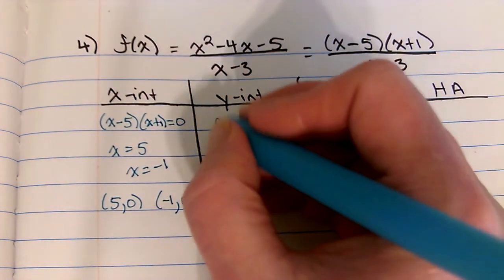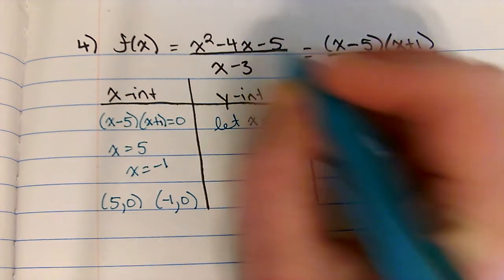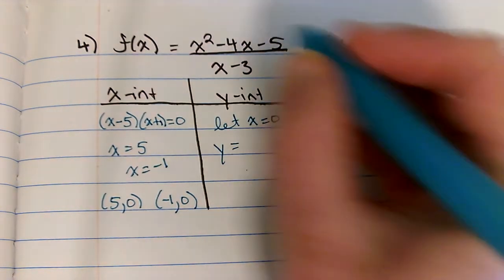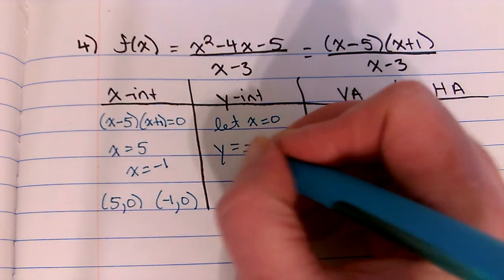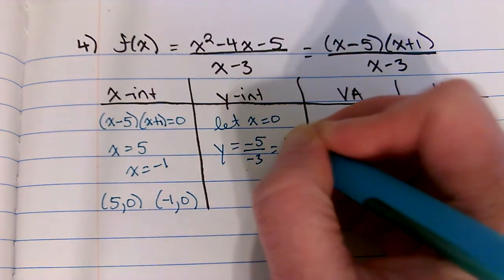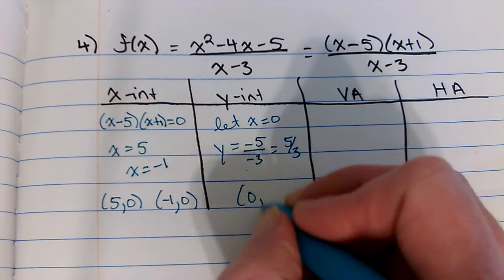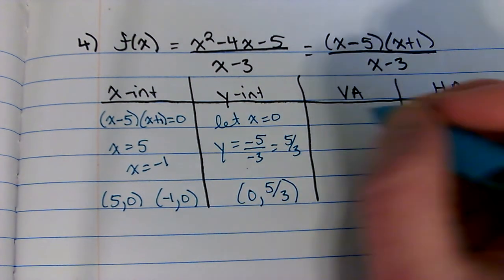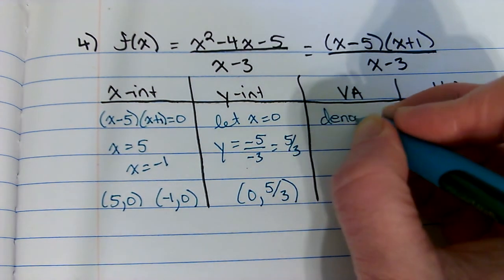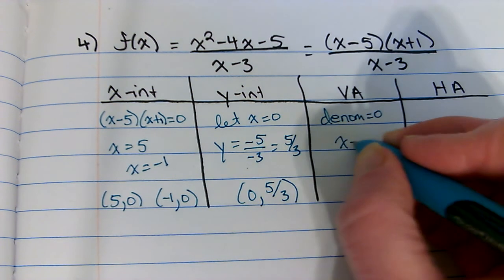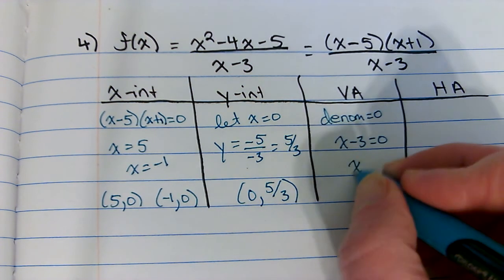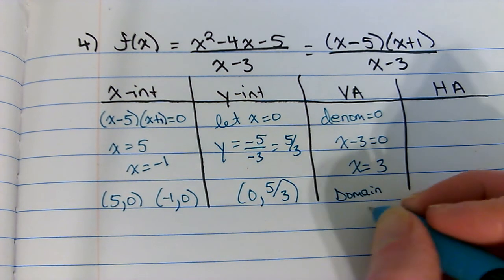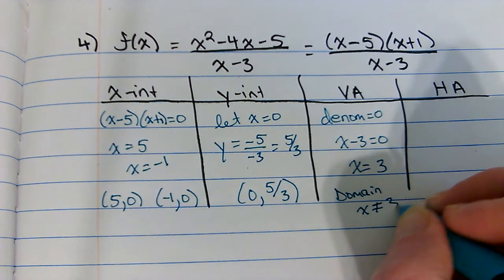The y-intercept happens when x is 0. So everything with an x is basically going to go away, and I'm going to be left with the negative 5 divided by negative 3, so that's 5/3. Vertical asymptote, I'm looking at the denominator, equals 0. Just a reminder, that means my domain is x is not 3.